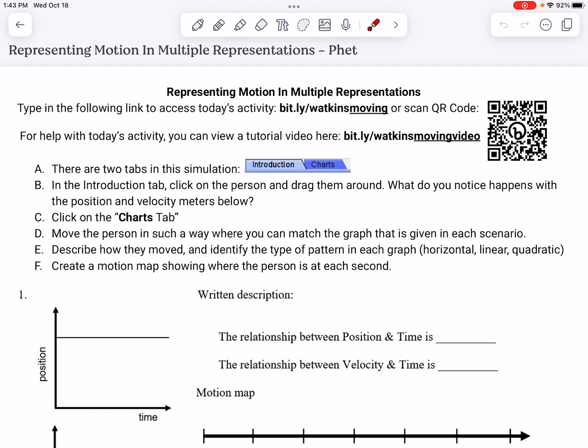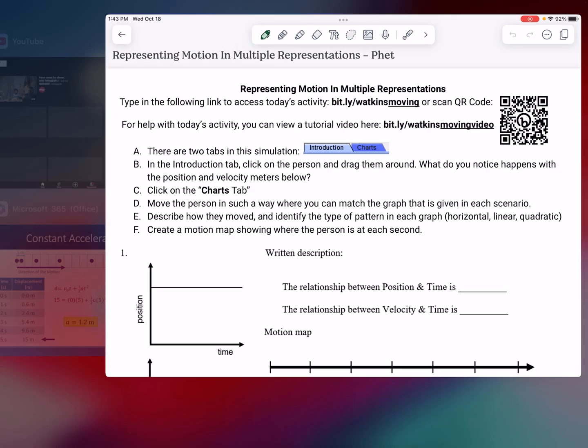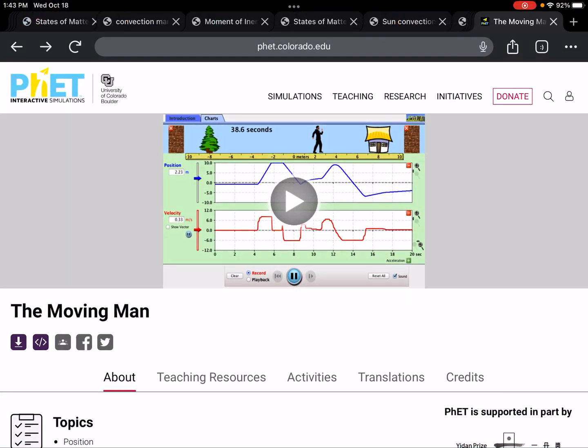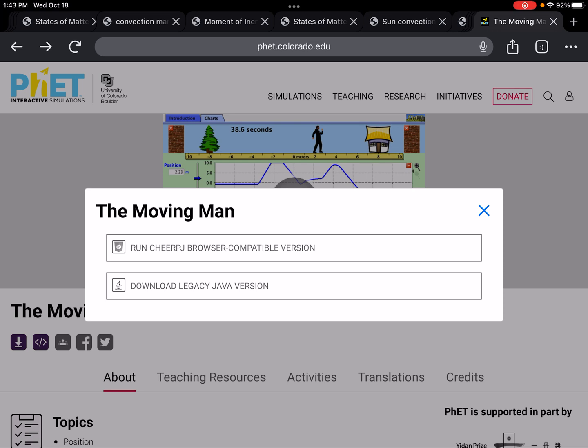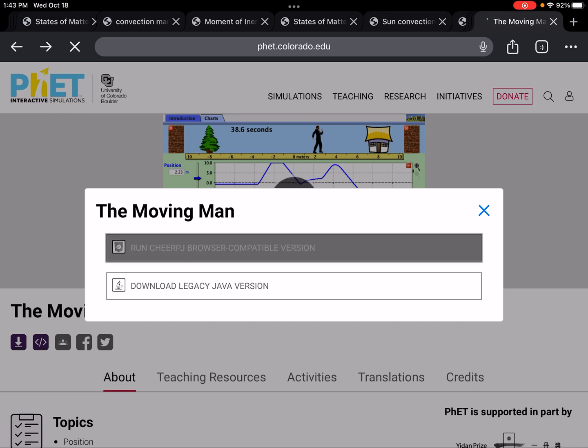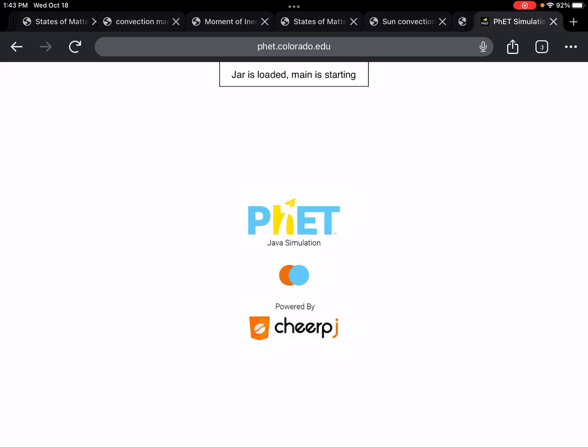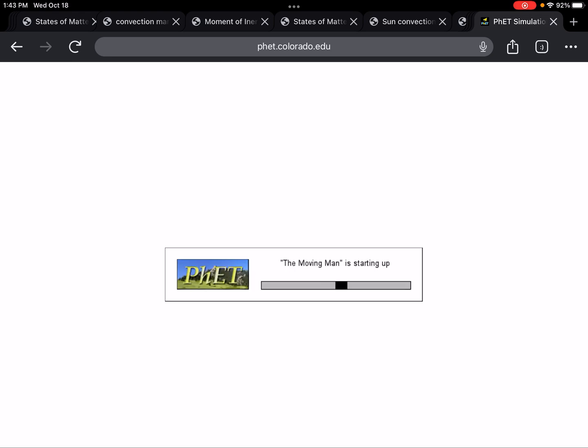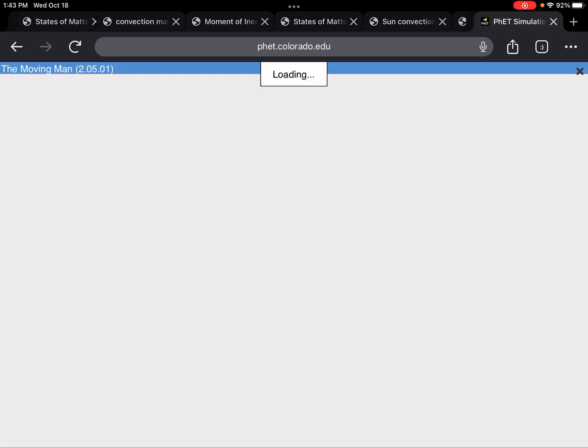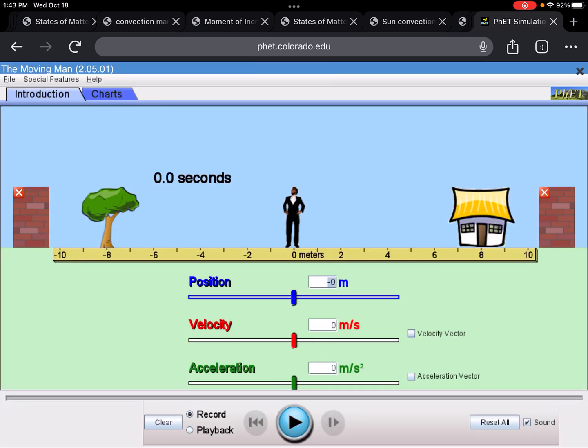All right, so when you open up that link, you'll get to a page that looks like this. You click on that little play button, and you get this little pop-up. We're just going to click the first option here, where it says run Chirp, whatever. Just that first option. It'll take a little bit of time to load up, and then you'll get to a page that looks like this.